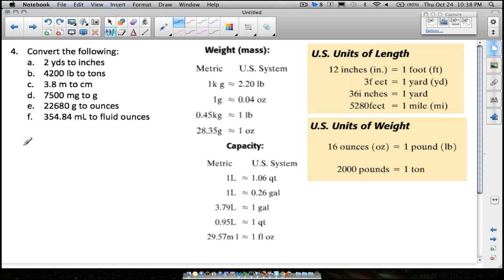So for question A, we're trying to convert 2 yards to inches. So we're talking about lengths, and in this case we're talking about US units of length. We measure lengths in inches, yards, miles, feet, stuff like that. So we're going from yards to inches. Notice this right here. 36 inches is 1 yard. I'm going to go ahead and write that. 36 inches is 1 yard.